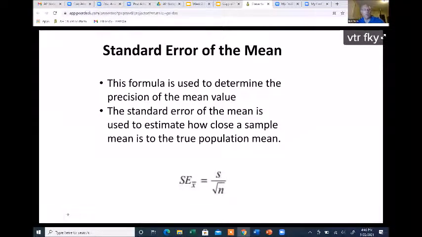And the way we're going to use standard error of the mean in AP Biology is we're going to calculate that standard error of the mean, and it's going to allow us to estimate from our sample what the true population mean might be. And we'll talk more about that when we get to error bars here in just a second.